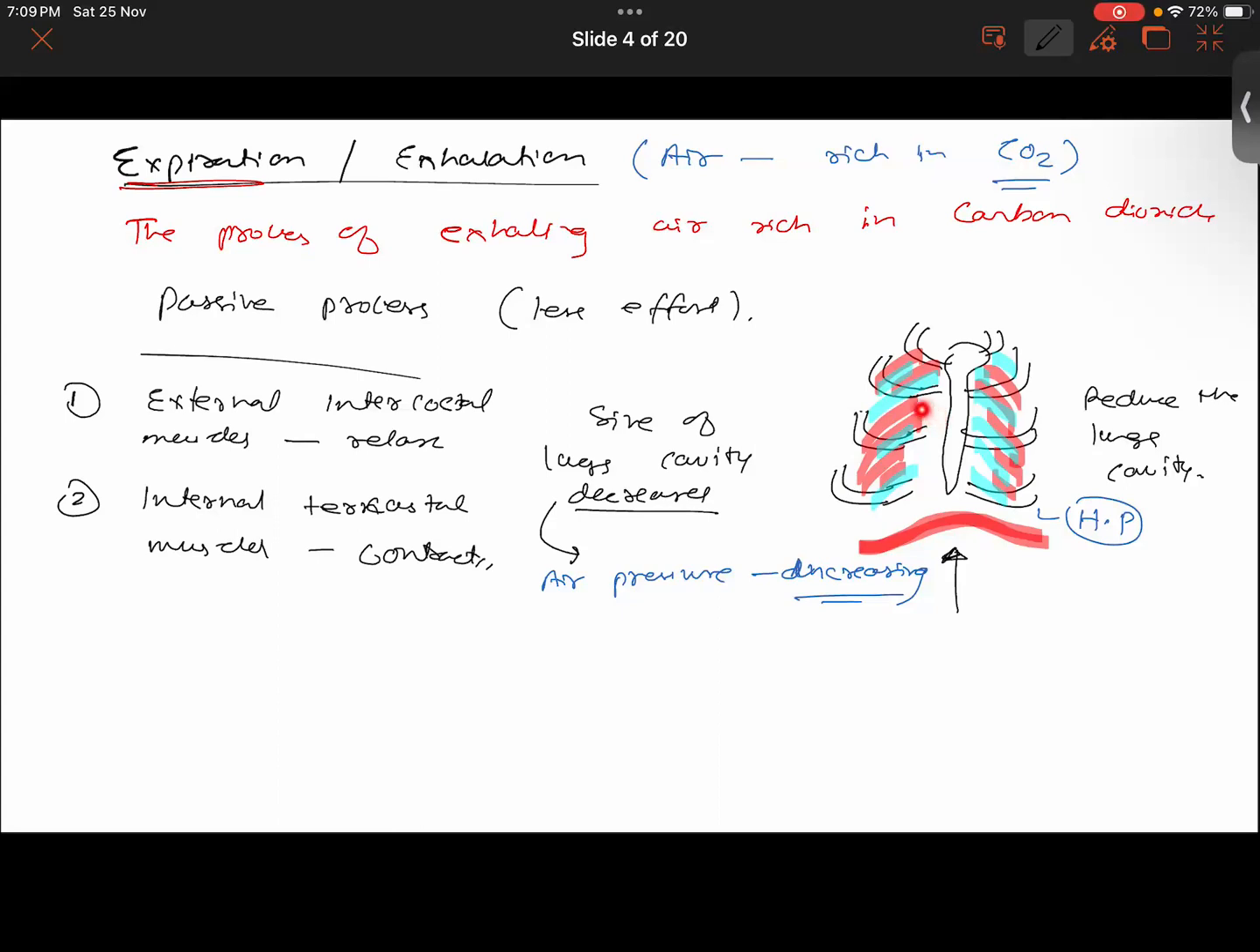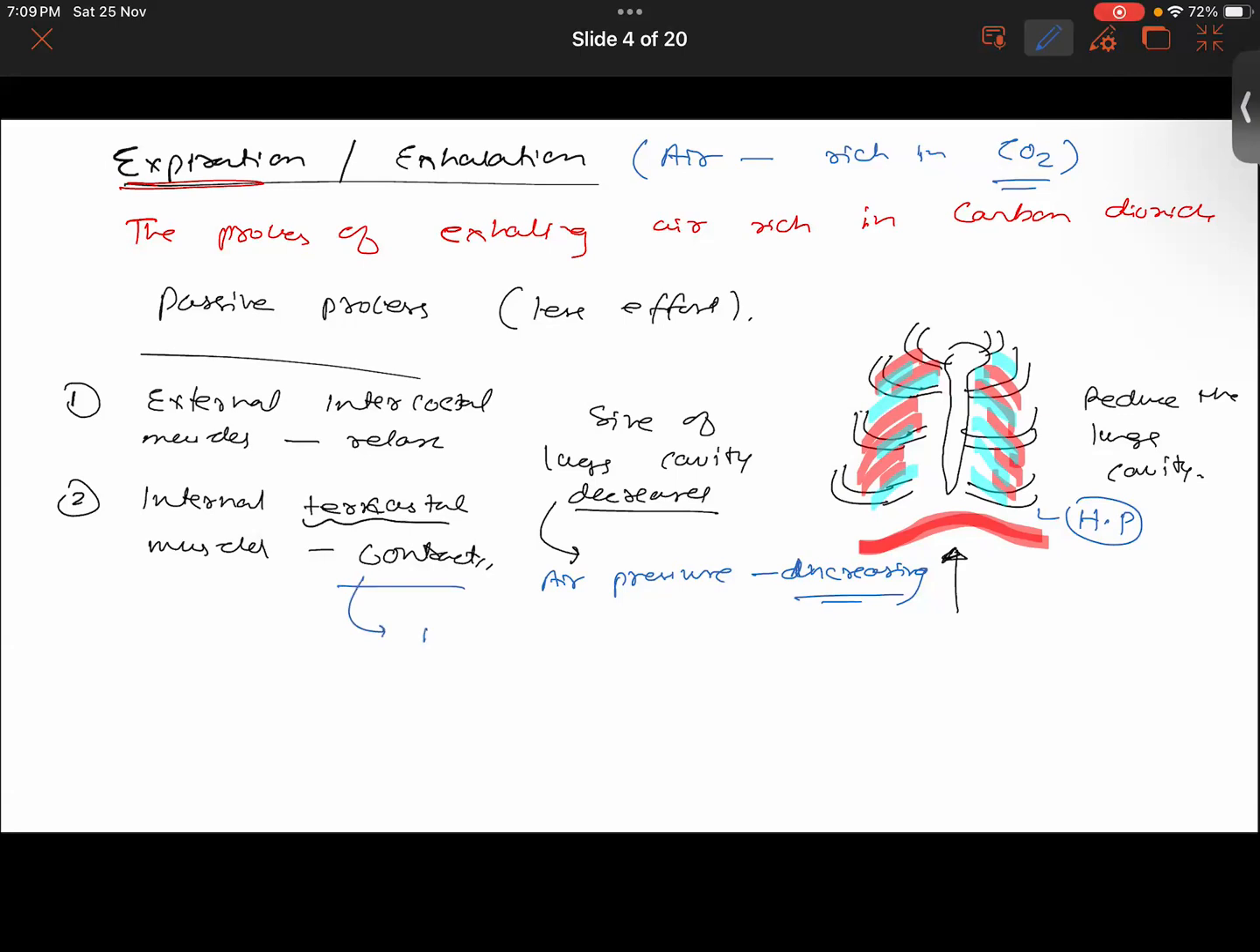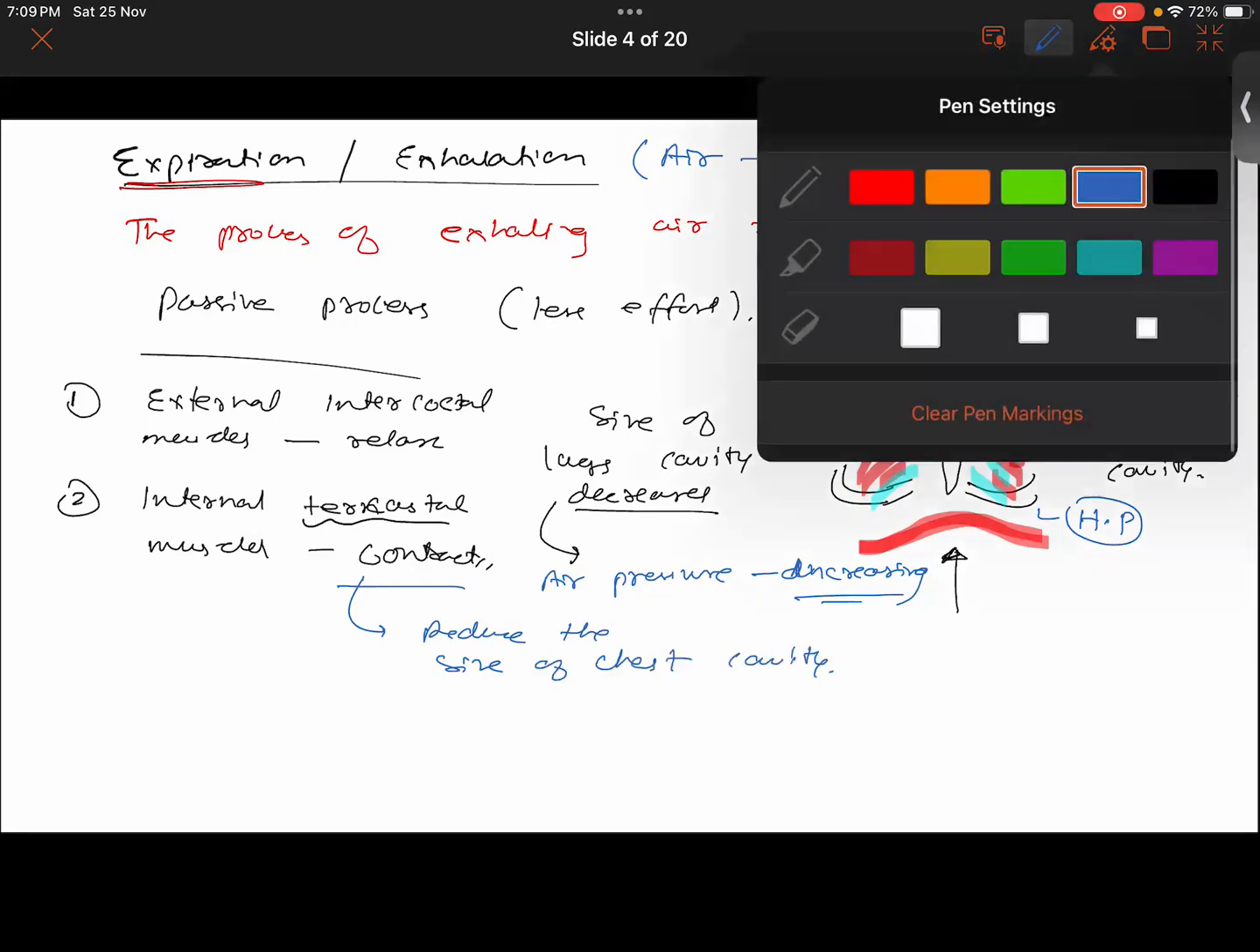So look here, what will happen? Can you explain this? Sure. Look, the external intercostal muscles that are over the rib cage will be in a relaxed state, while the muscles that are inside the rib cage, the internal ones, will contract. Thereby the contraction of the internal intercostal muscles will reduce the size of the chest cavity. Yes, sir, reduce the size of the chest cavity.